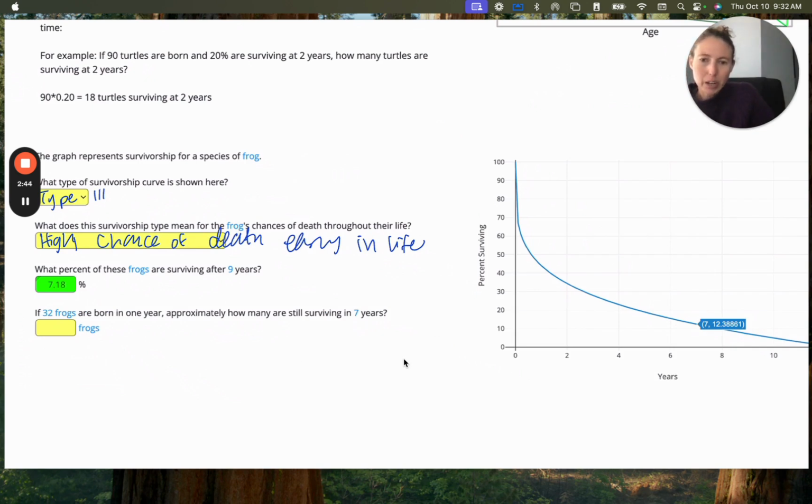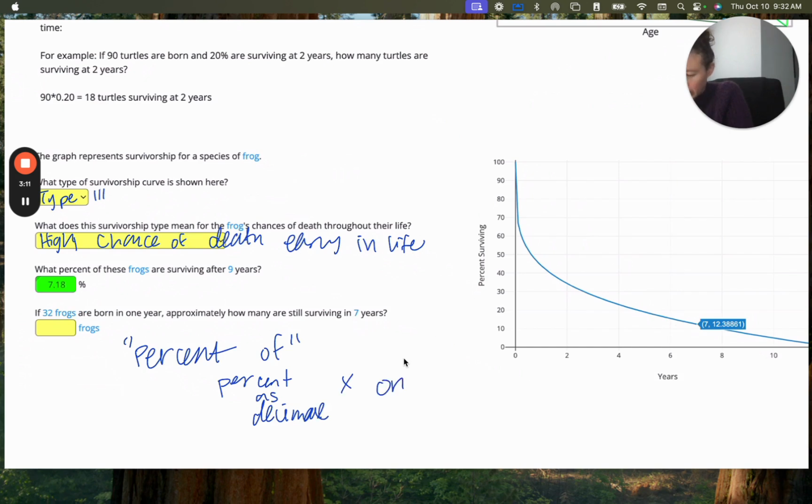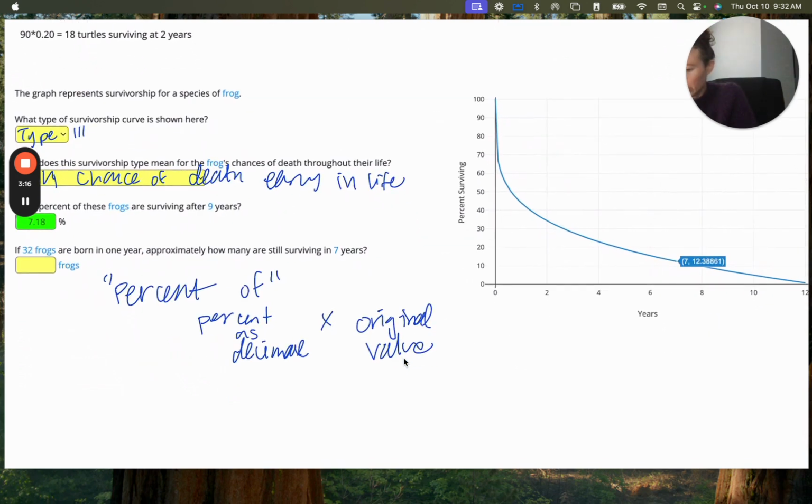And the last question asks you to imagine in this problem 32 individuals are born in 1 year. Approximately how many are still surviving in 7 years? So this is a percent of problem. And the formula for how you think about those problems is you just do the percent as a decimal and you multiply it by the original value.